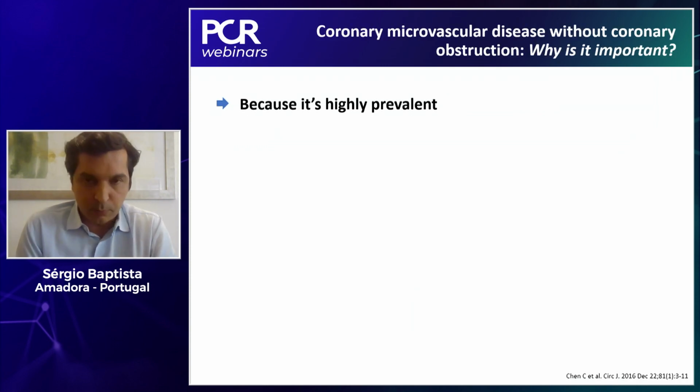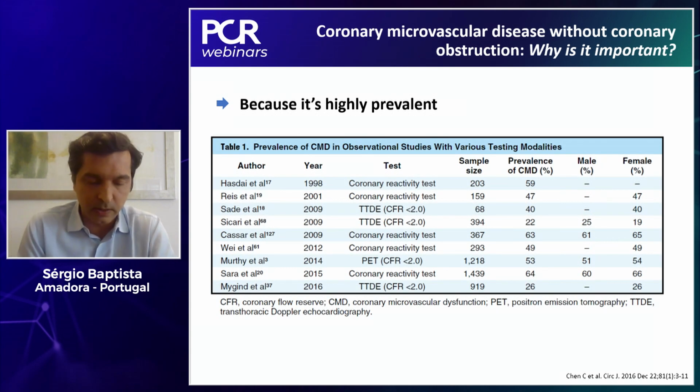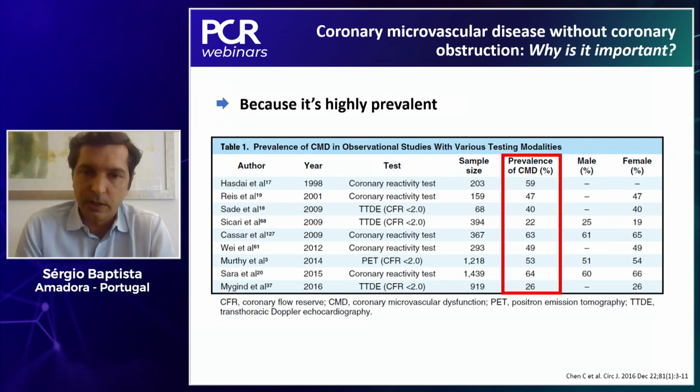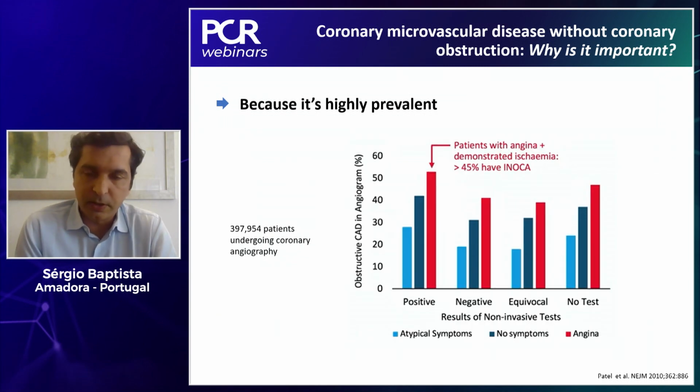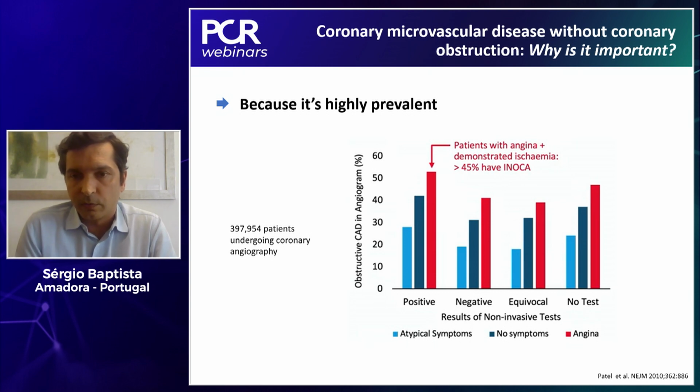Well, basically it's important because it's highly prevalent, and you can see that on this slide. It summarizes a few studies in which roughly half of the patients in whom this was tested showed some form of microvascular disease. The same here in this large American registry, in which almost 45% of patients with ischemia and a positive test didn't have any obstructive coronary artery disease.